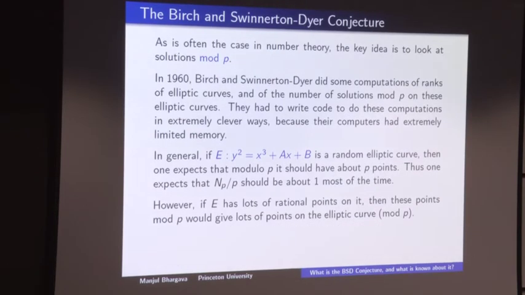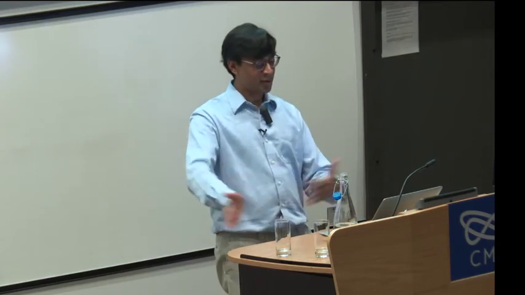And so somehow you might expect that Np over p might get a little bigger in that case. If there are lots of rational points, and you expect for a random elliptic curve Np over p to be about size 1, but if there are lots of rational points, then maybe Np over p will be nudged a little bit higher for lots of p, because all these rational points are reducing mod p to give you lots of points mod p.